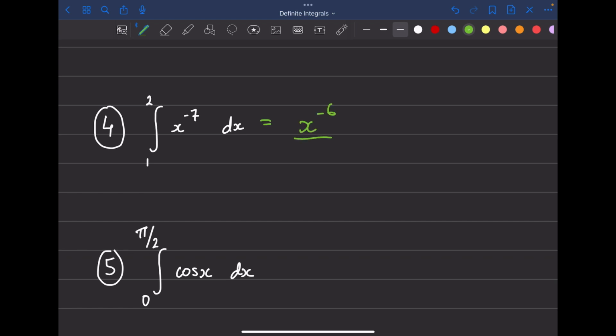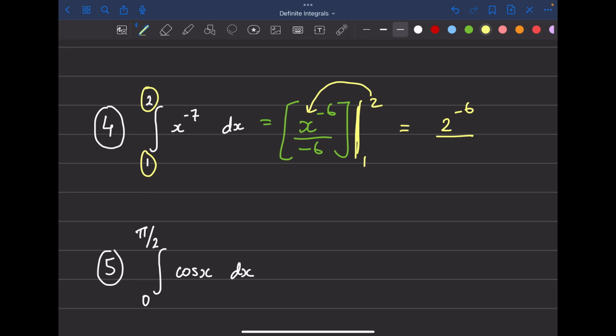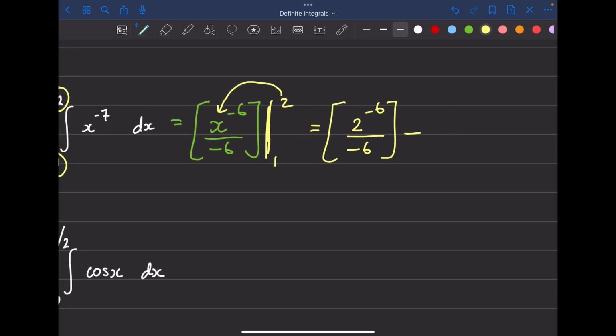In this case, you would divide by negative 6, put a bracket around it, and then find the value at the boundaries. So put a line like this, and then write the boundaries, 1 and 2. That's it. Now you have to plug in 2 into x. You would get 2 to the power of negative 6 over negative 6, and then minus, now you have to put the 1 into the x.